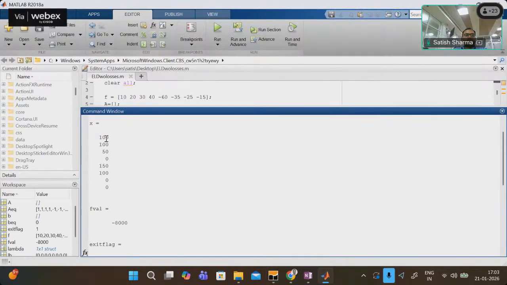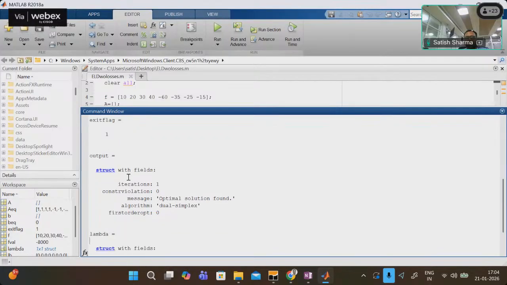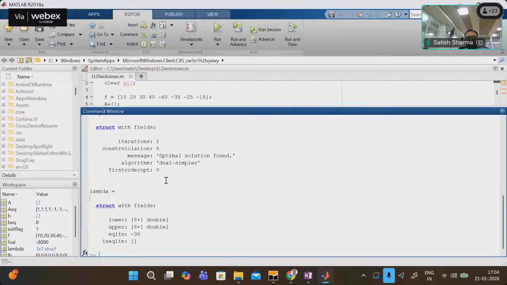Then X values are like, generator 1, generator 2, and generator 3 are given. Generator 4 is at 0. And both demand 1 and demand 2 give the same result which we obtained yesterday. So this is how we look at X value, F value. Exit flag 1 represents normal completion, like the optimum solution is found. So whenever we are solving, with the help of MATLAB optimization, any problem, let's say economic load dispatch, we try to look at exit flag equals to 1. Then some output is there, like which method has been used and everything.